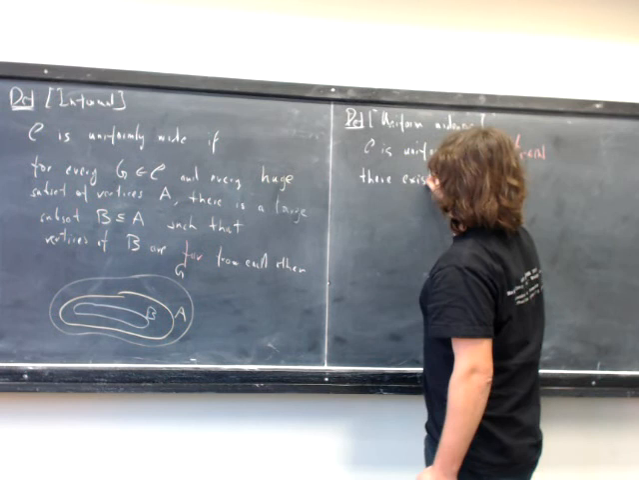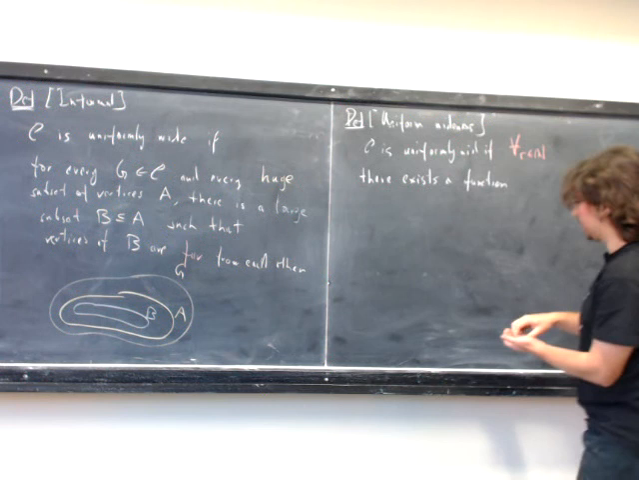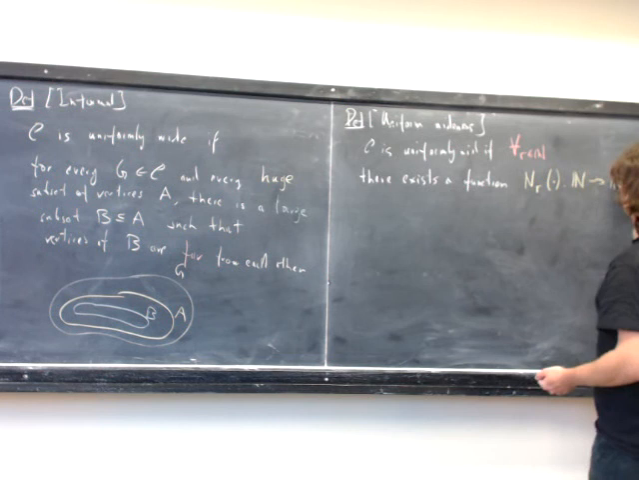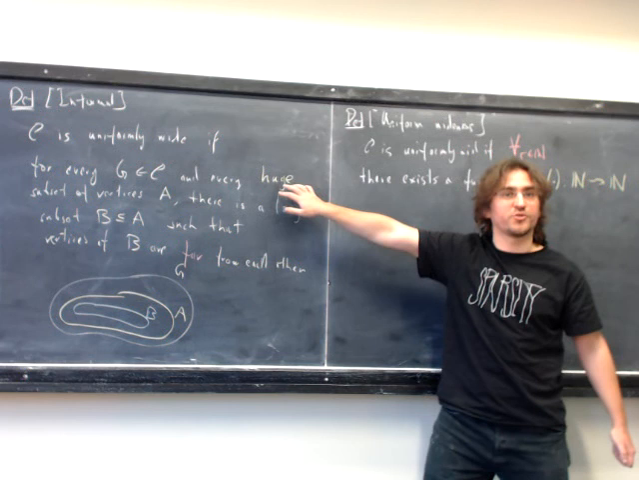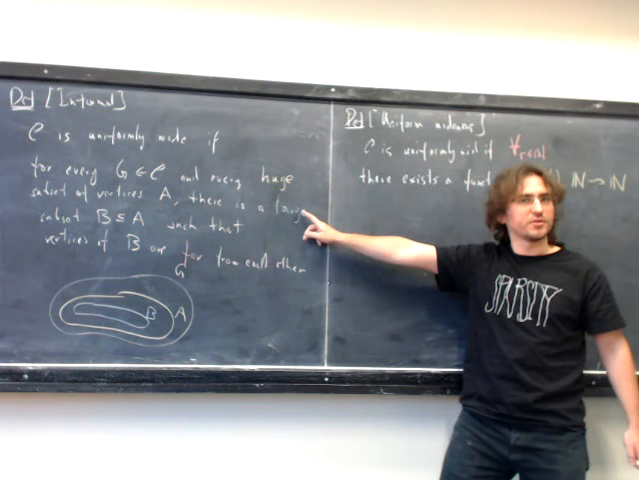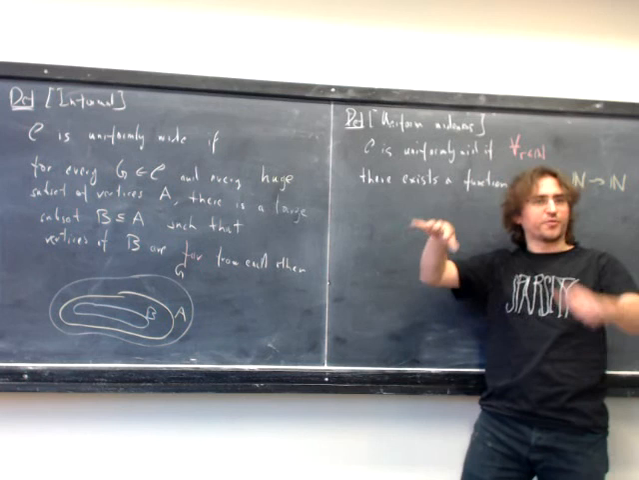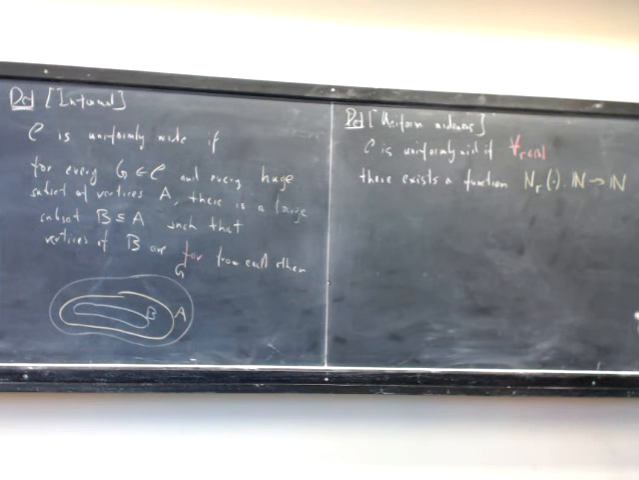a function, I will call it nr. This is a function from natural numbers to natural numbers. So what is this function? Large means that if I want a large subset of vertices, I need to start with a sufficiently large graph. If I ask for m vertices in B that are far from each other, then I need to take at least nr of m vertices in A. So this is the function that quantifies what sufficiently large means.